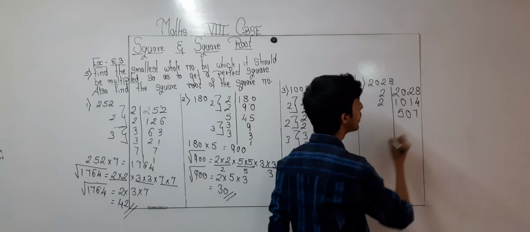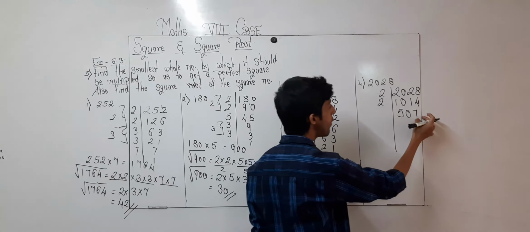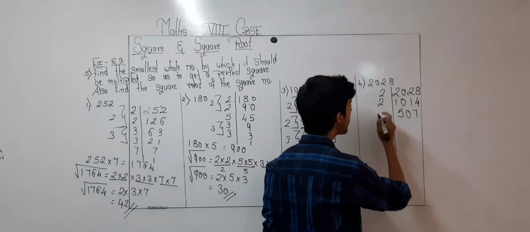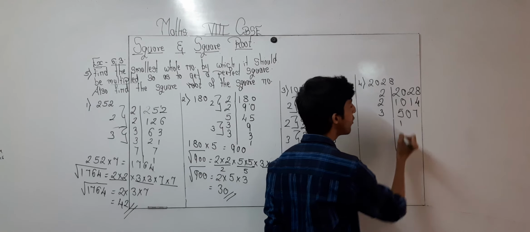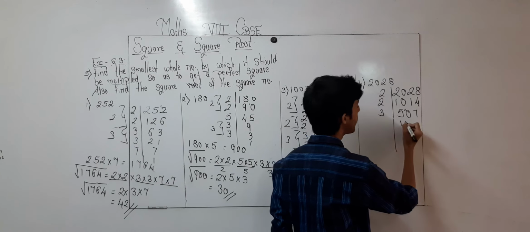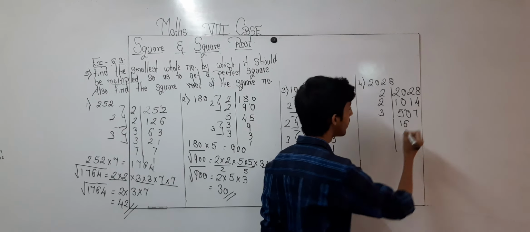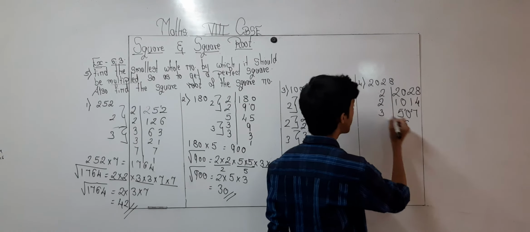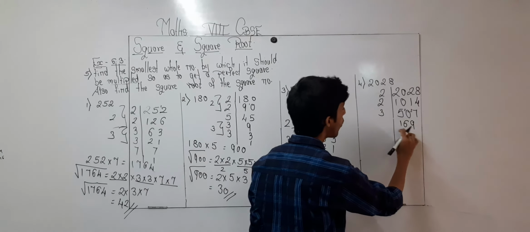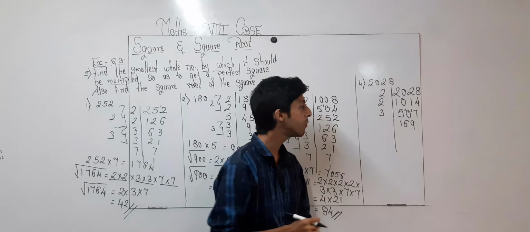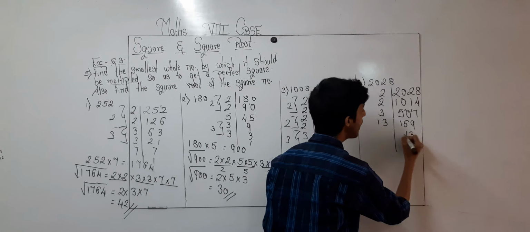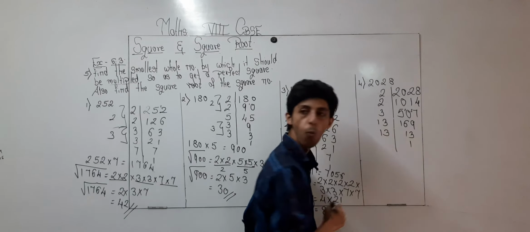2 7s are 14. Now 7 is there, so you can take in table of 3. 3 1s are 3. So how much is remaining over here? 2 3 6 are 18. Over here again remaining is 2. 3 9s are 27. Now over here 169. 169 is something root over here. What is it? 13, 13 13s are 169.